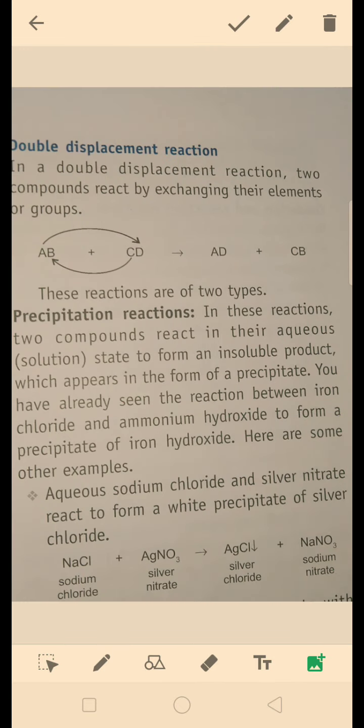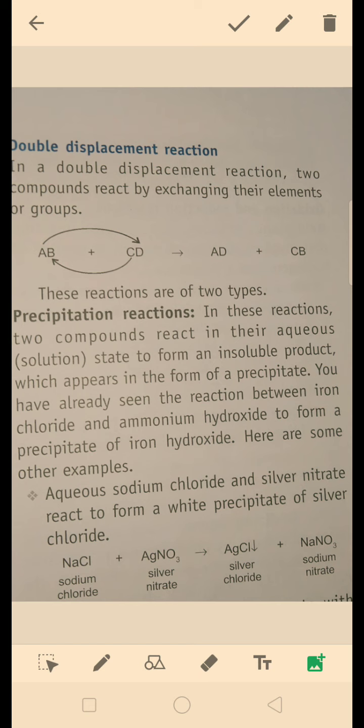Next is the double displacement reaction, in which two compounds react by exchanging their elements or groups. As you can see in the example, AB plus CD forms AD plus CB. An example of double displacement reaction is the precipitation reaction. In this reaction, two compounds react in their aqueous state to form an insoluble product which appears in the form of precipitate. To show this precipitate in the reaction, a downward arrow is used. As you can see, silver chloride is being precipitated in this reaction.